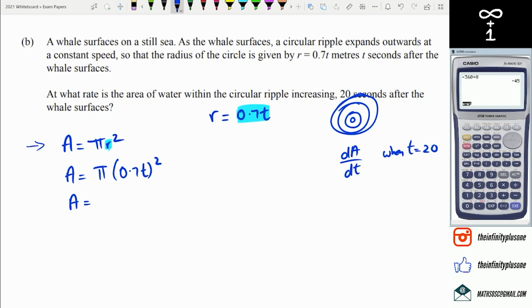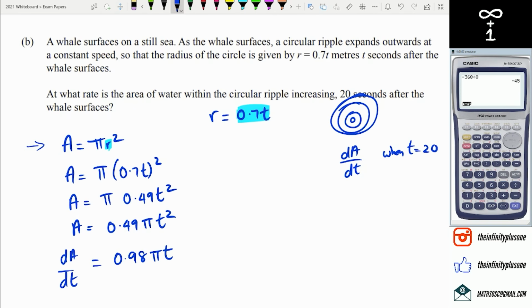So when we expand this, we're going to get A is equal to pi, 0.7 squared is 0.49 t squared. So our area equation is equal to 0.49 pi t squared. Now we can differentiate it, which means we're going to get dA/dt, which equals 0.49 times 2 is 0.98 pi t. So that is our rate of change of area over time.